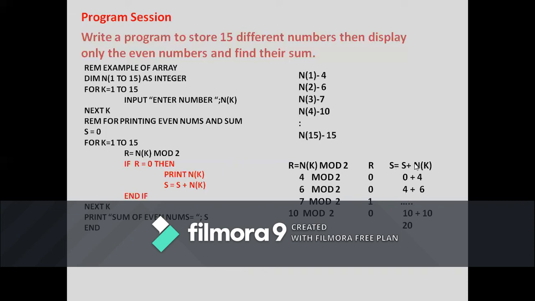So the previous value of s is 4. 4 plus 6 is 10. So the next time the value of k is 3. So n3 will be divided by 2. The value of n3 is 7. 7 will be divided by 2. If you divide 7, which is an odd number, by 2, you get remainder 1. If the remainder is 1, then the condition becomes false. If this condition is false, then the program will go out of this if block. So it won't display 7 on the screen, and it won't add 7.